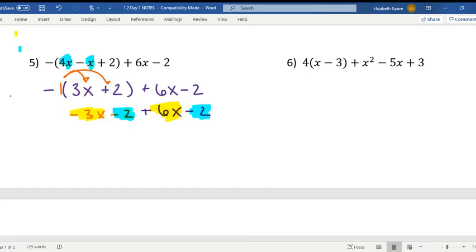Not 8. No, you might be looking at the 2's. -3 plus 6. Good, Mason. Yes, it's 3x. I think you might have looked at the 2 with the 6. We took -3x plus 6. Well, grab a calculator.